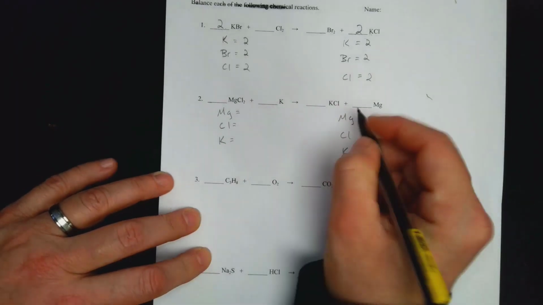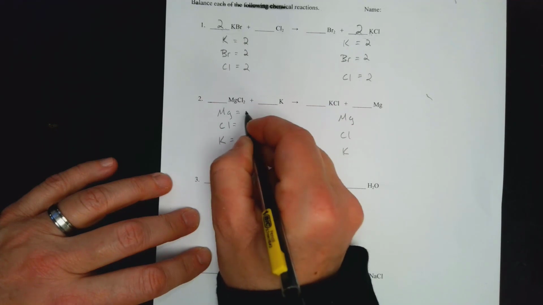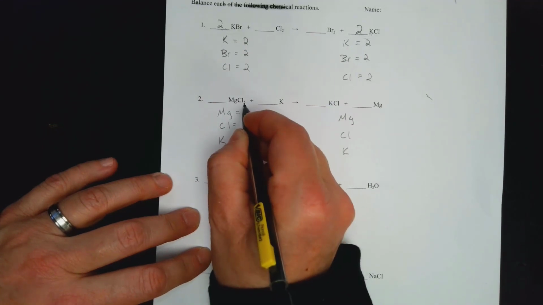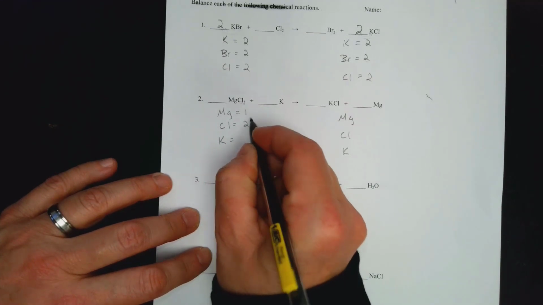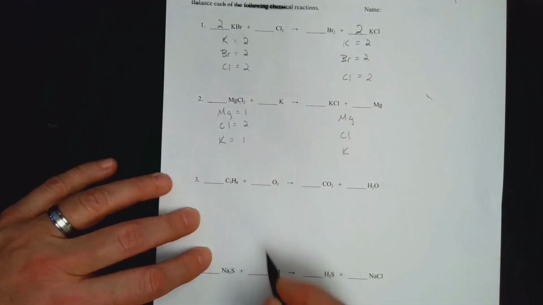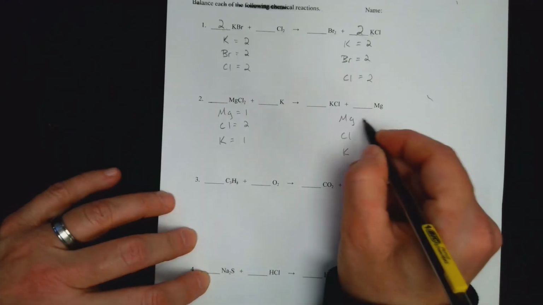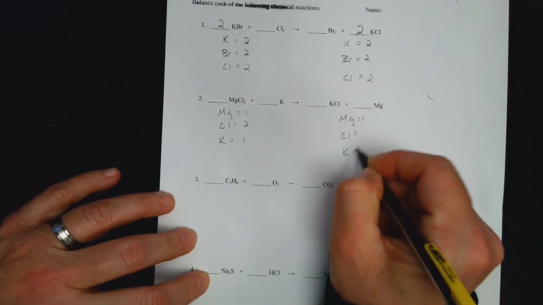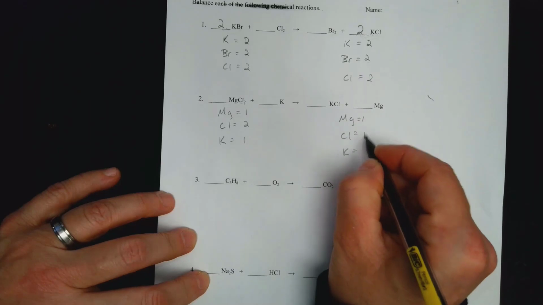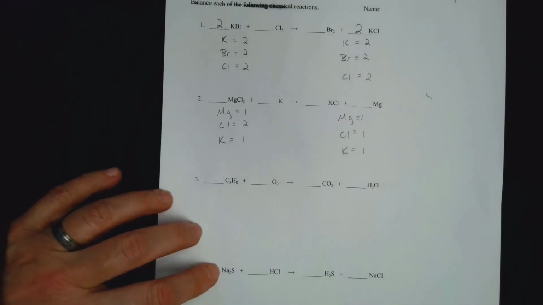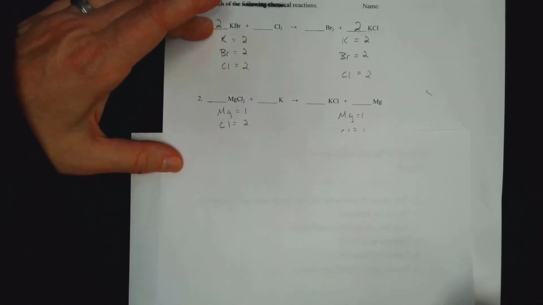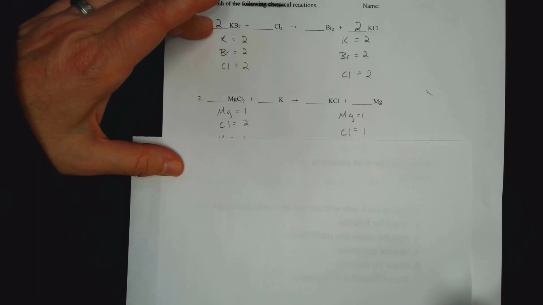Now I have to check their quantities. I've got 1 magnesium. Now this subscript, you guys, because there's no parentheses nearby, this only tells me the quantity of chlorine. So I have 2 chlorines and I have 1 potassium sitting right out here. I've got 1 magnesium, I've got 1 chlorine, and I've got 1 potassium. So let's check for balance.